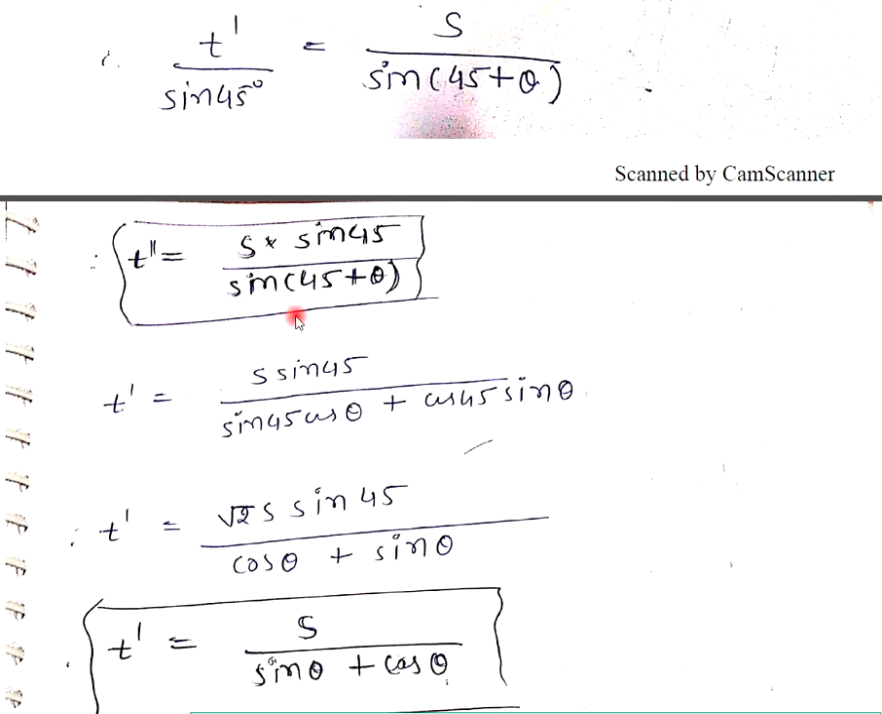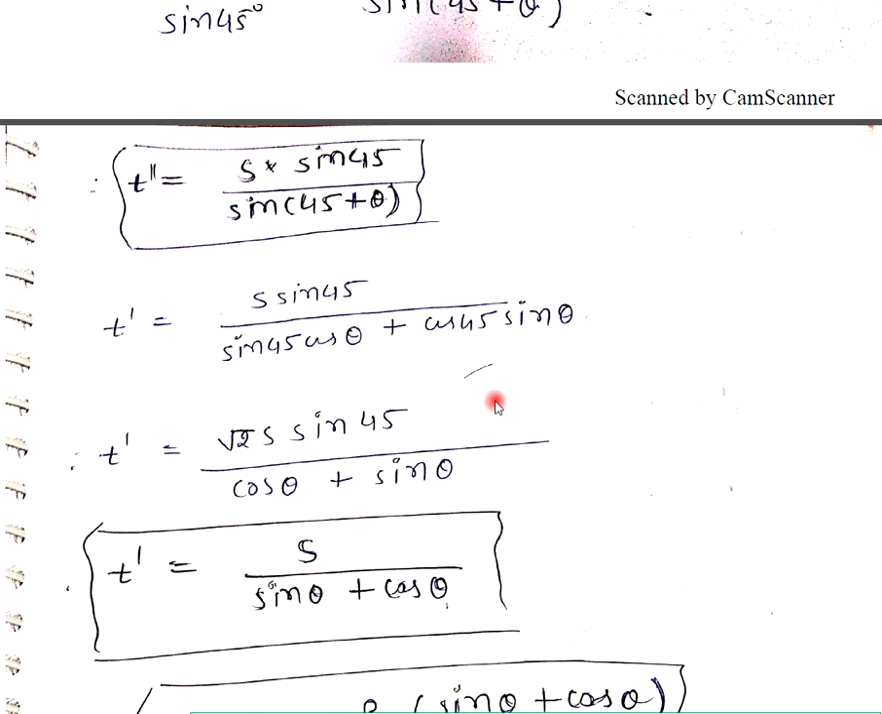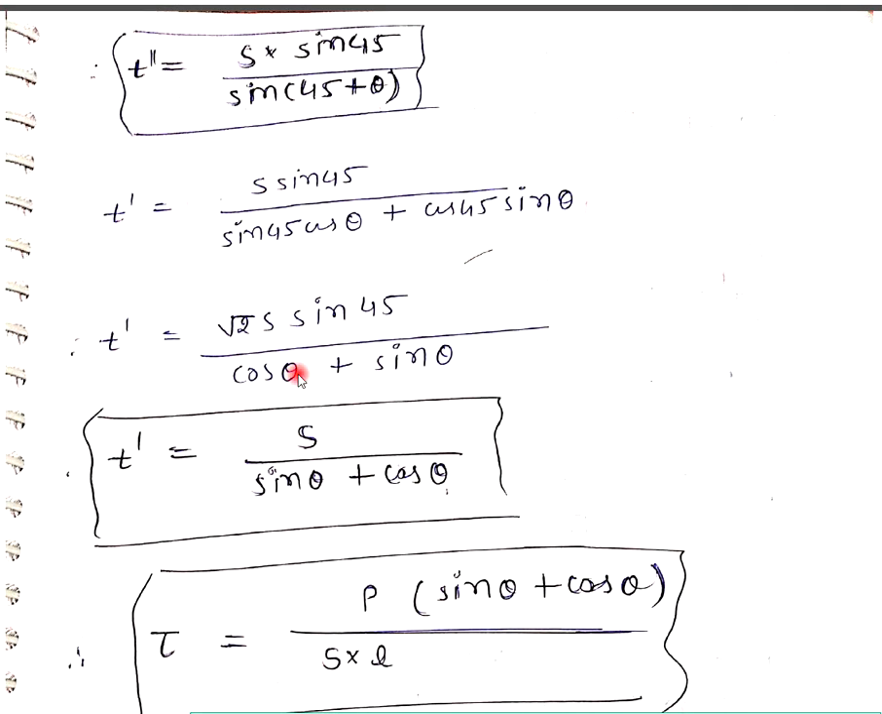If I expand this sine of 45 plus theta using sine alpha plus beta is equal to sine alpha cos beta plus cos alpha sine beta, I can say here sine 45 cos theta plus cos 45 sine theta. If I put the values of sine and cos, sine 45 is equal to 1 by root 2, and cos 45 is also 1 by root 2. So by putting the value of sine 45, we get T dash is equal to S times 1 by root 2 upon 1 by root 2 times cos theta plus sine theta. Root 2 will be cancelled out. You will get T dash is equal to S upon sine theta plus cos theta.